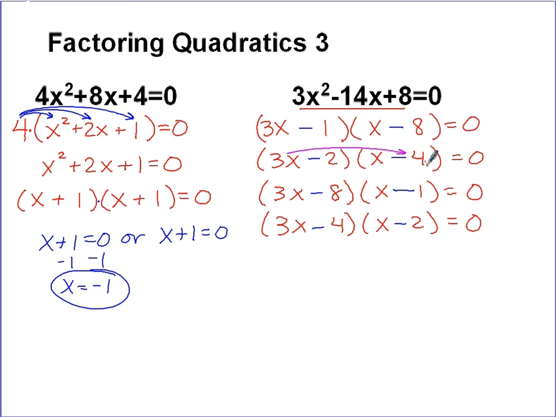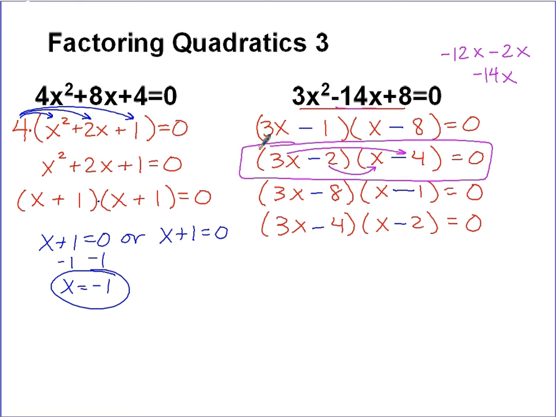That's 3x times negative 4, which is negative 12x, and this is negative 2 times x, which is negative 2x, and you combine those and you get negative 14x. That is your middle term. So this is the one we want to look at right here. Got kind of lucky, got that early. You might have to try through all of them until you find it at the last one sometimes. So we have factored this to 3x minus 2 times x minus 4 equals 0.